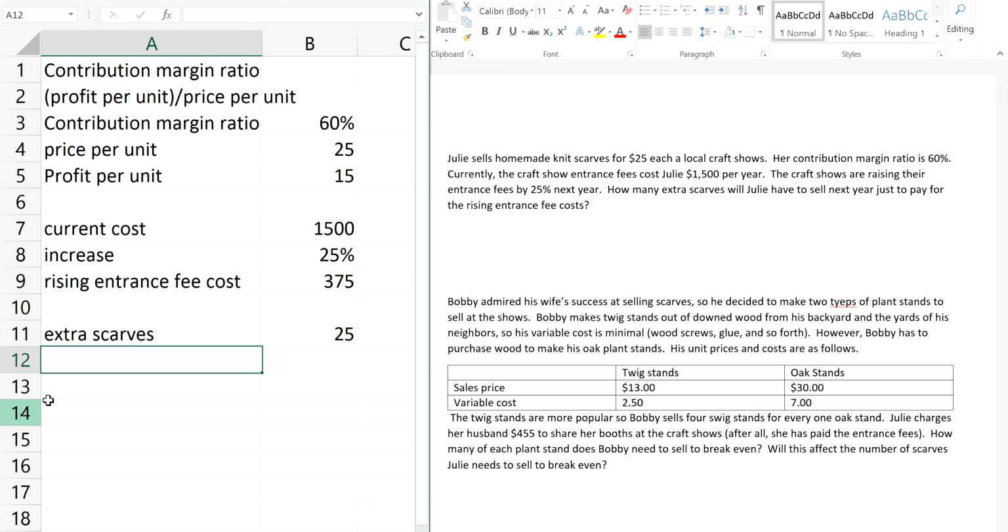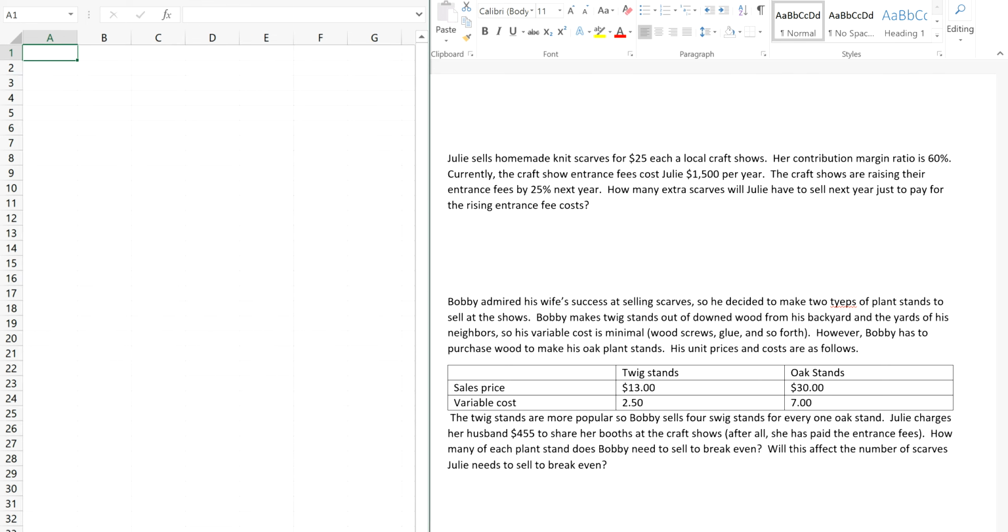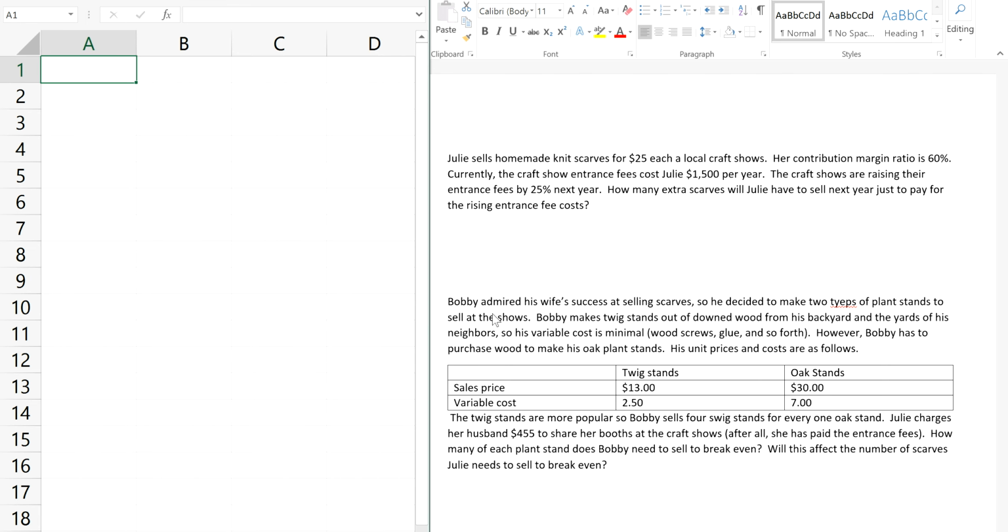All right, so for the second part of the question, let's start a new page. So Bobby admired his wife's success in selling scarves, so he decided to make 2 types of plant stand to sell at the show. Bobby makes wicker stands out of downed woods from his backyard and the yards of neighbors, so his variable cost is minimum. It's wood, screws, glue, and so forth. However, Bobby has to purchase wood to make his oak plant stand. His unit price and cost are as follows: the sales price for each one, and then the variable cost for each one.